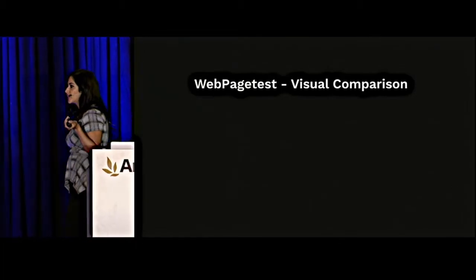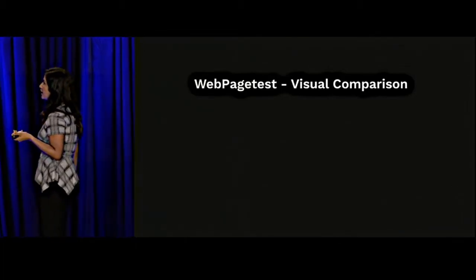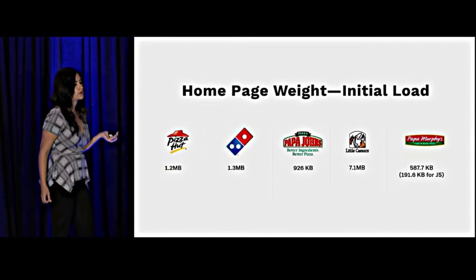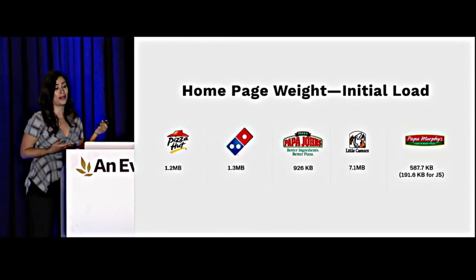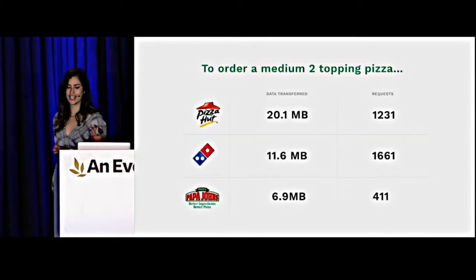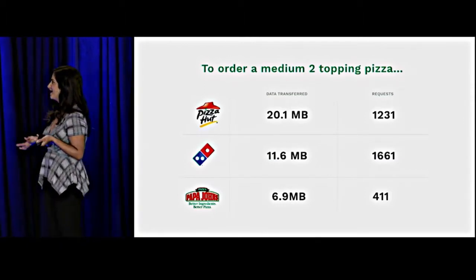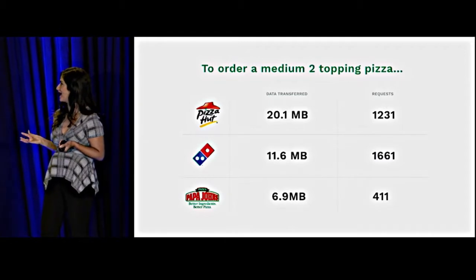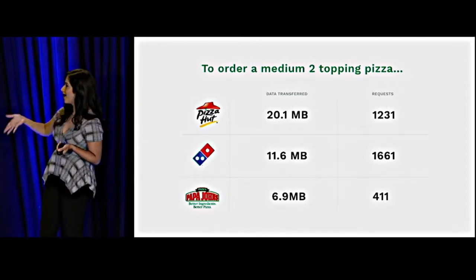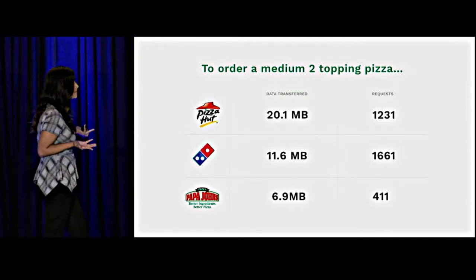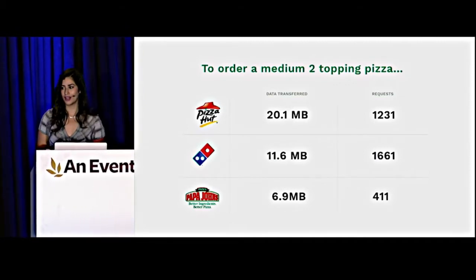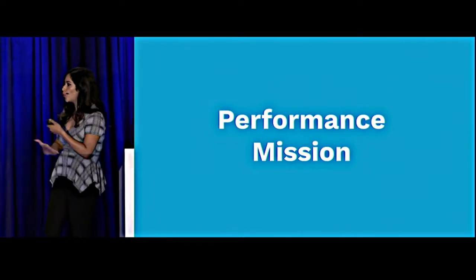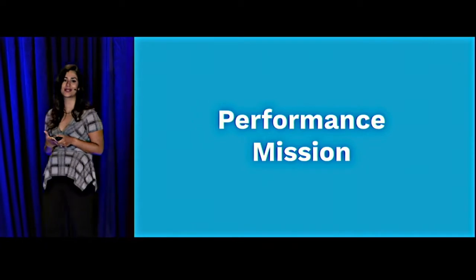So when we were evaluating and talking about a performance budget, we showed them the visual comparison between their site and their competitors. We ran them through some quick tests that we'd done to see how heavy their competitors' homepages were on initial load. I did a little bit of a fun test to see how much data would be transferred and how many requests would be made if I ordered a medium two-topping pizza on their site and their competitors' sites. And some of them end up being pretty expensive pizzas if we consider the amount of data that it's costing us.